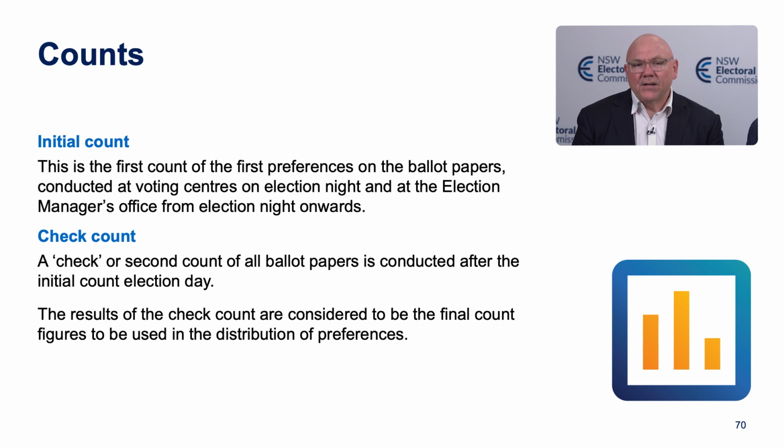The check count, or a second count of all the ballot papers, is conducted after the initial count on the election day. The results of the check count are considered to be the final count, which is used in the distribution of preferences.